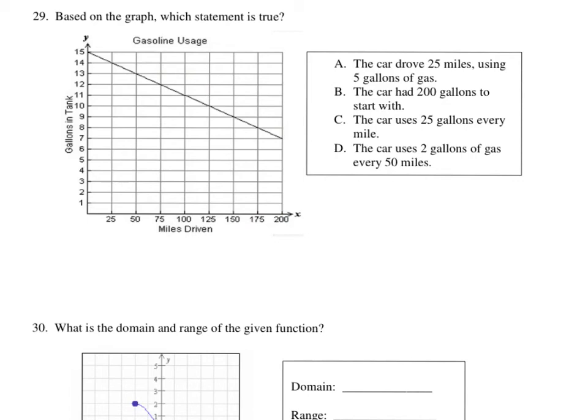So we're going to take 2 points. So we're starting with 15 gallons, and here's another good point on the graph. So the change in y is going down 1 gallon, and then our change in x going from 0 to 25 here. All right, so down 1 over 25. So we're using 1 gallon of gas for every 25 miles that we drive.